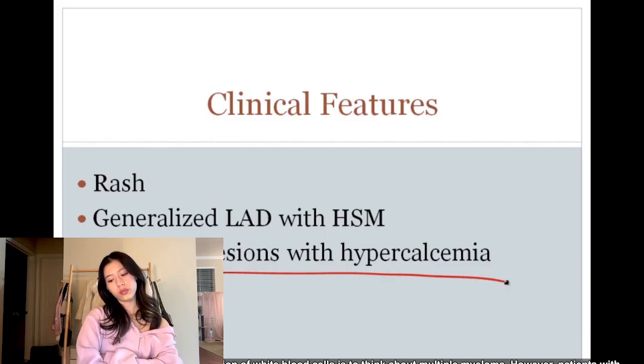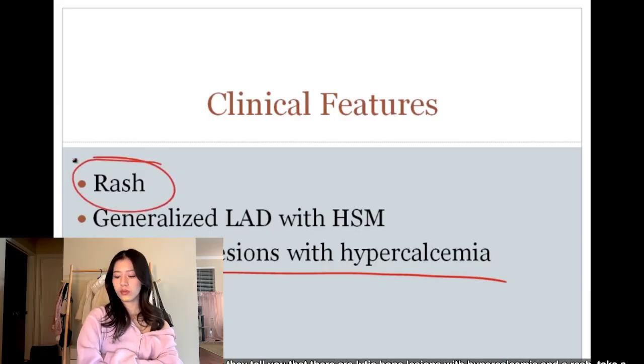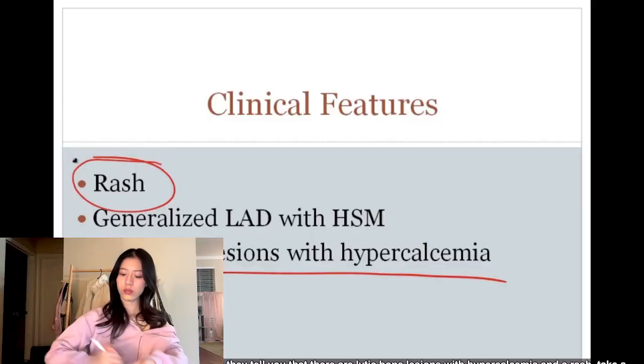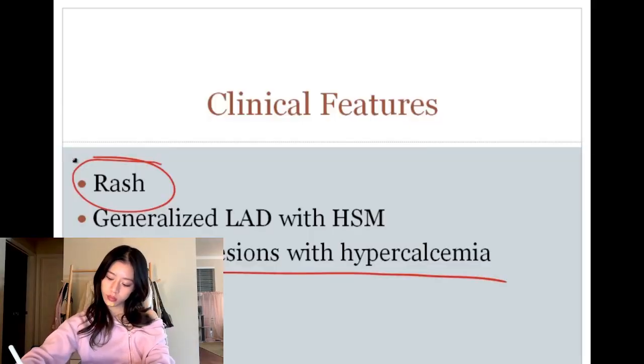However, patients with adult T-cell leukemia lymphoma can also have lytic bone lesions with hypercalcemia. And in addition, one of the helpful features is that there will also be a rash. So if on an examination, they tell you that there are lytic bone lesions with hypercalcemia and a rash, take a step back. Don't think about choosing multiple myeloma until you've excluded adult T-cell leukemia lymphoma.